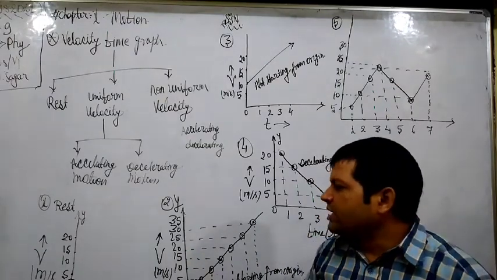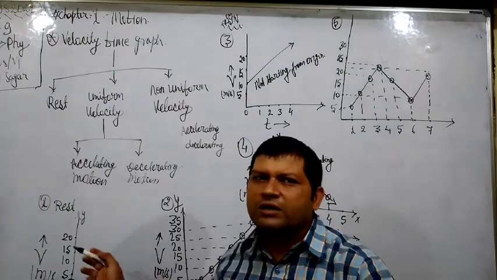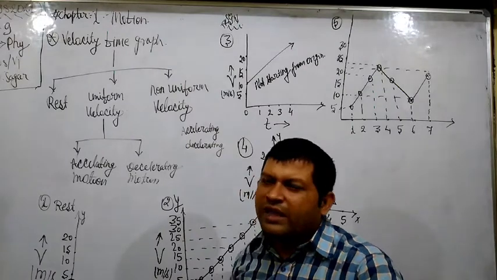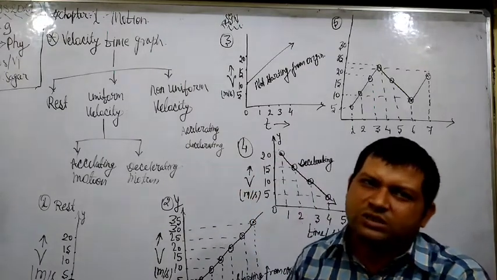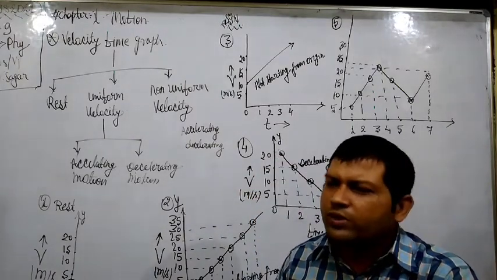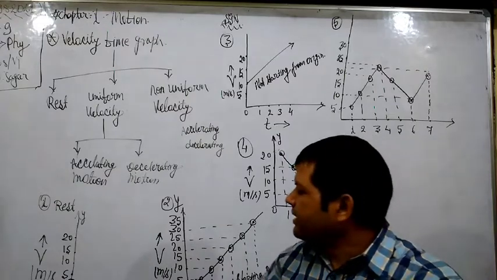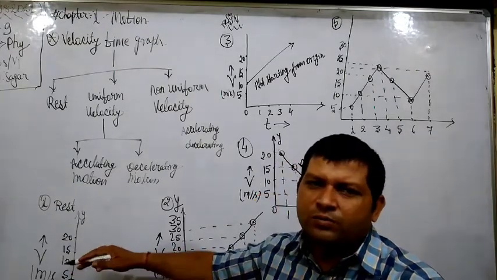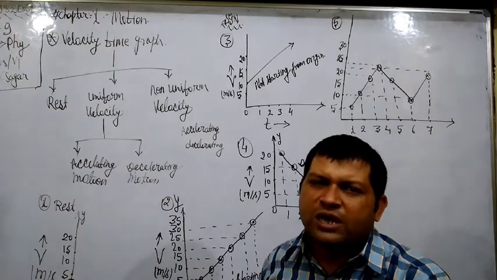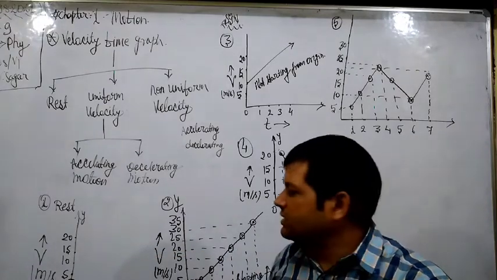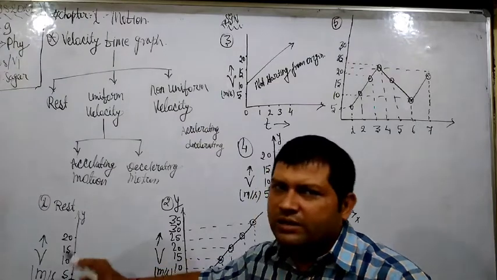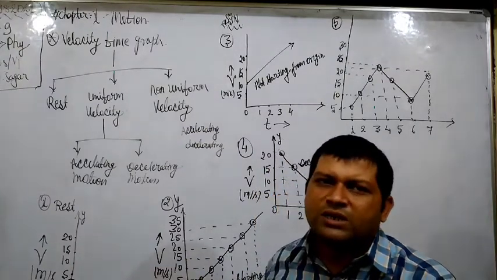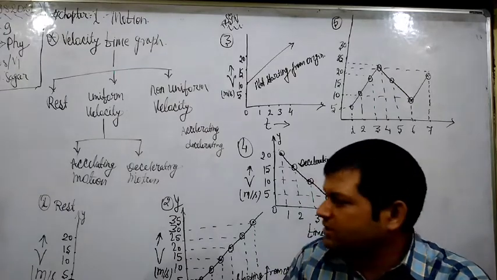We plot the graph for the body in the state of rest at the origin. There is no change in the position at all. So we can say that this is the velocity time graph when the body is in the state of rest. Here there is no change. It is the velocity time graph for the object that is in the state of rest.